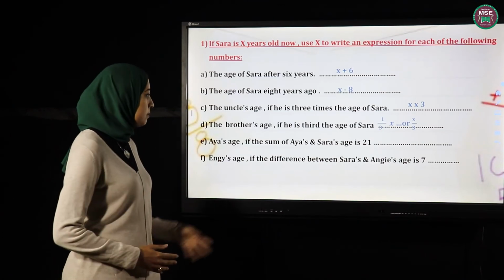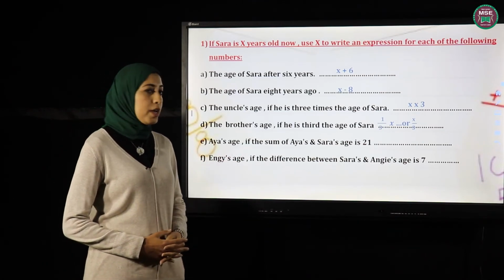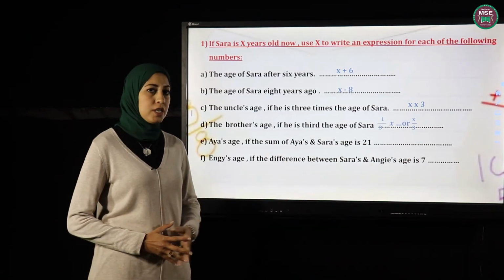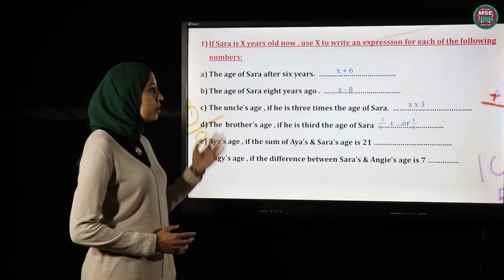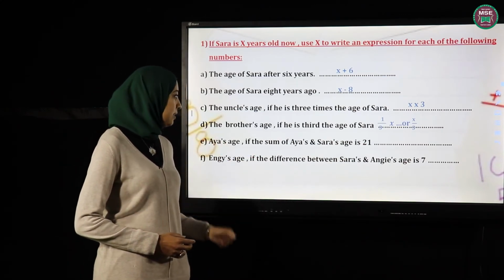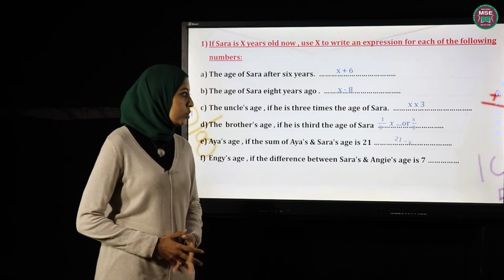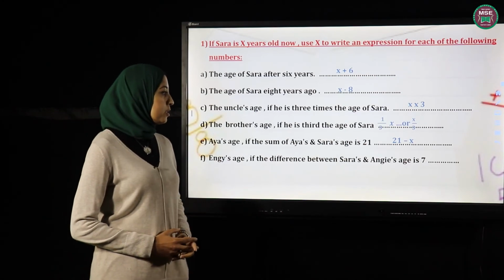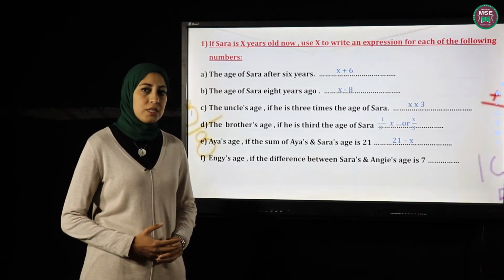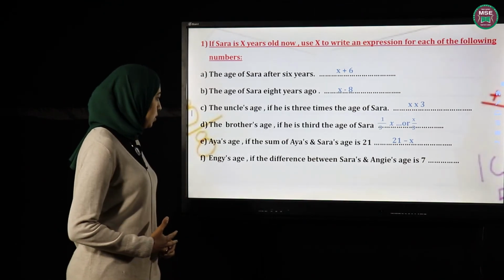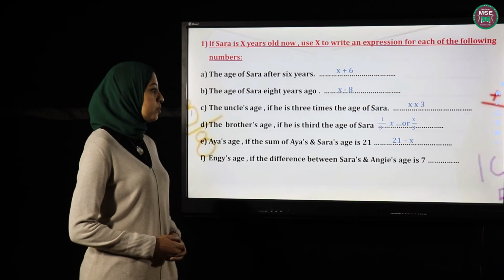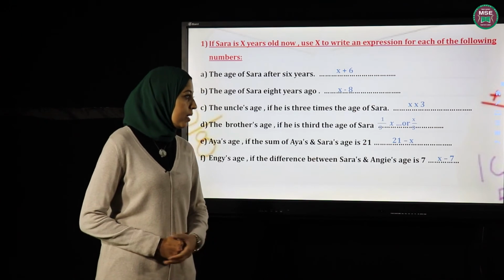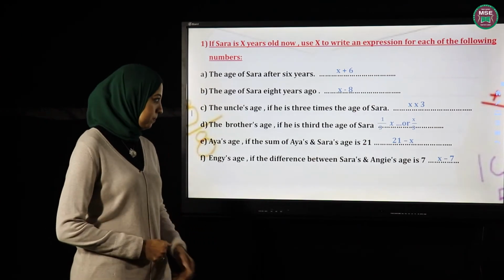Aya's age, her friend. If the sum of Aya and Sarah is 21, the sum means the total. Their total age together is 21, okay? And I know Sarah's age is x. So how to get Aya? I will make the total, which is 21 minus x. Angie's age. If the difference between Sarah and Angie's age is 7, okay? I want to know Angie's age if the difference between Sarah and Angie is 7. Okay, I will make x minus 7.